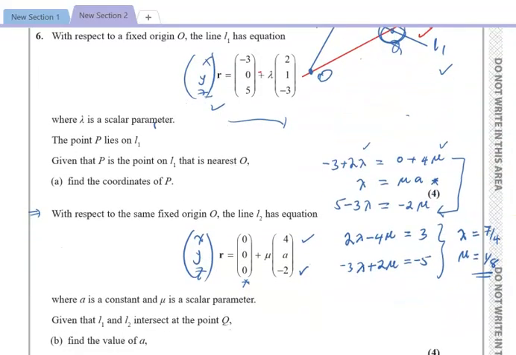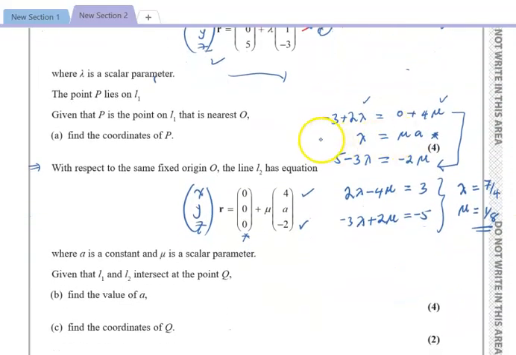And now, since there are values of lambda and mu, they should also satisfy the equation that we left here. That means lambda, which is 7 over 4, is equal to mu A, which is 1 over 8 A. Then you can see that the value of A is 7 over 4 divided by 1 over 8. The value of A is 14. That's the value of A.